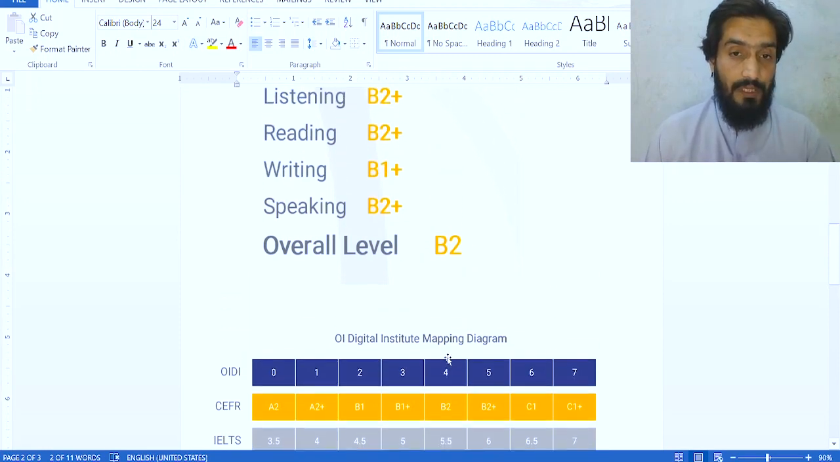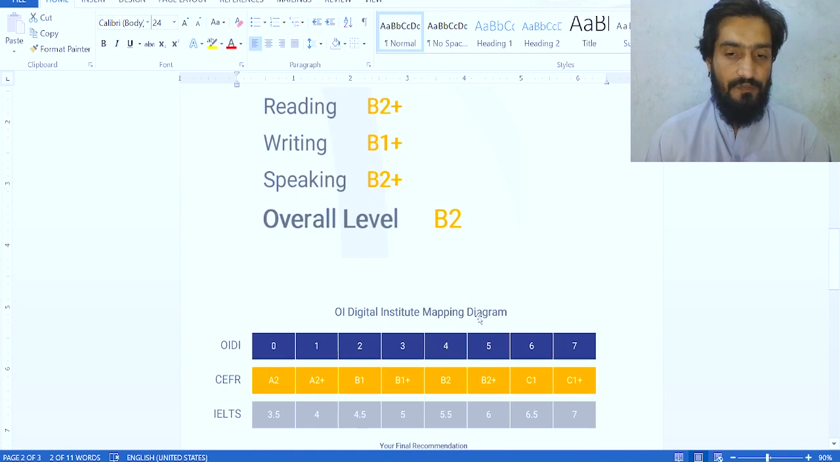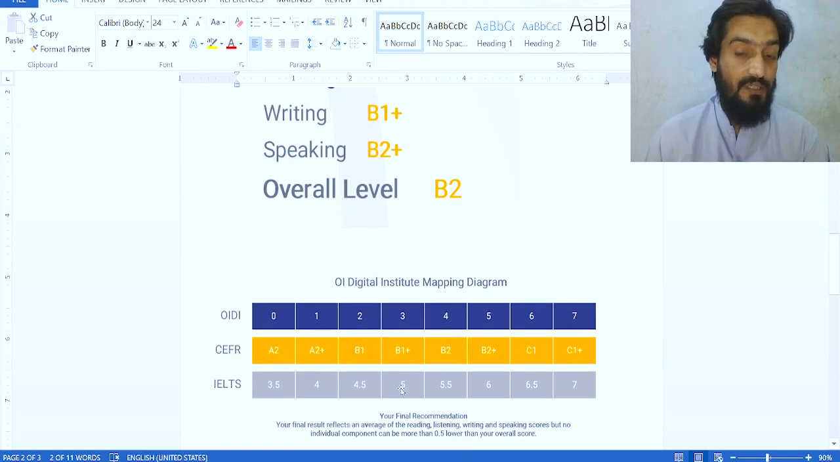Normally universities would accept a minimum of 5.5 in each module, and overall 6 or 6.5. So if a student would get B1 plus, which was equal to 5 band, his result would be considered failed, or his result wouldn't be considered. And a student was supposed to secure 6 overall or 6.5 for the master level.